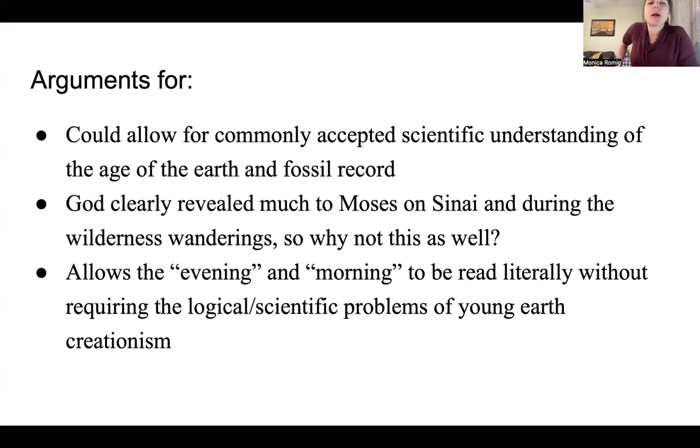Okay, arguments for this one. So, again, it allows for the age of the earth, because Genesis 1 now is not even talking about when God actually created the world. Genesis 1 is just talking about God and Moses hanging out. We know that God revealed a lot to Moses on Sinai. So why not this as well? Right? Why wouldn't God have also told Moses about the creation of the world? And this is a bonus. It allows for the evening and morning to be read literally without requiring the logical and scientific problems of young Earth creationism. So that's kind of a perk to this particular view.